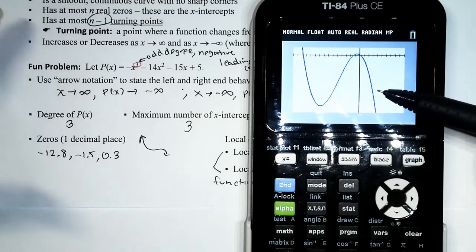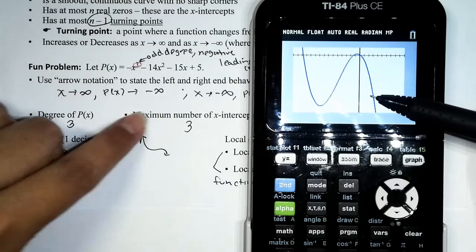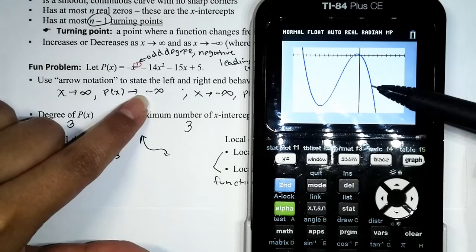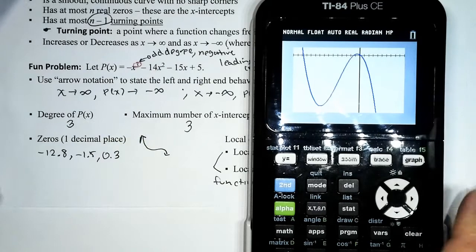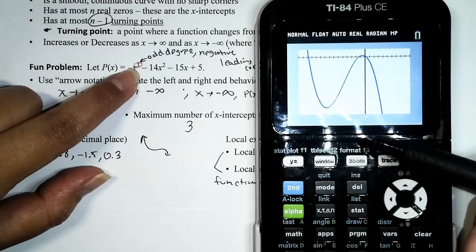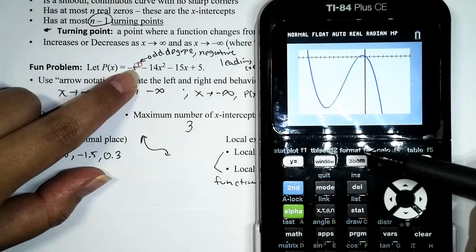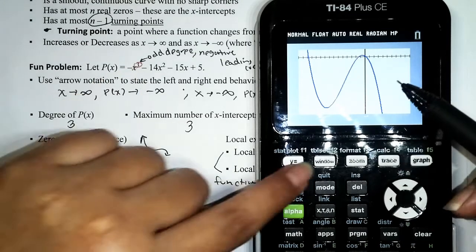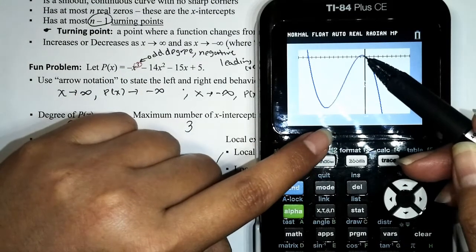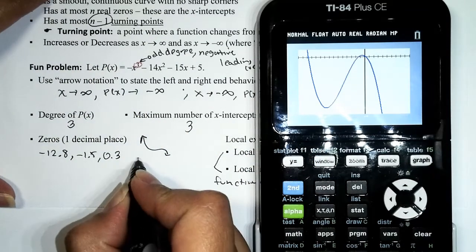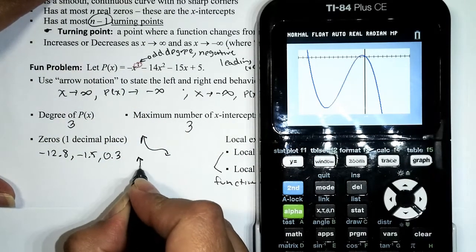We have everything that we need. We still have the left and right hand behavior. As we pull to the right, function value goes down. As we pull to the left, function value goes up. The degree is 3, so we're expected to have at most one less turning point. So 3 minus 1 is 2, so we're expected to have 2 turning points, or 2 highs and lows. Okay, so we got 1 turning point, 2 turning points. So we did it. Let me take a screenshot.